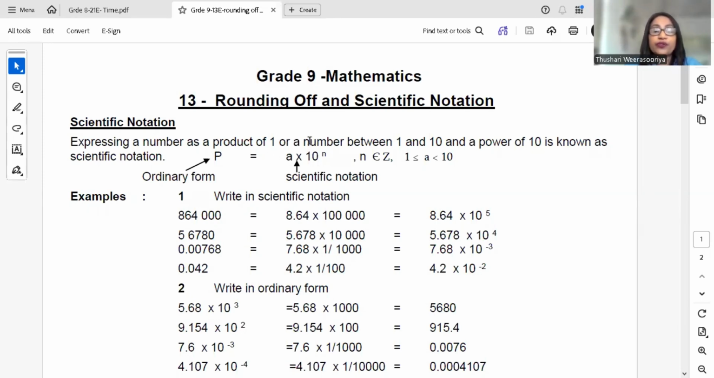Scientific notation means those days scientists have found this method. Now, when it comes to scientific notation, you take the ordinary number and you have to write it as a number with power 10.